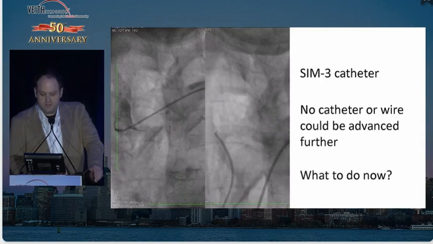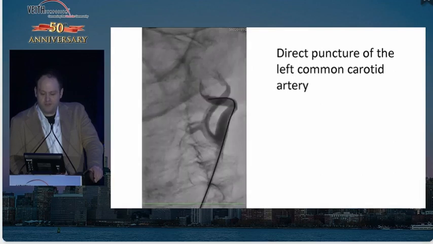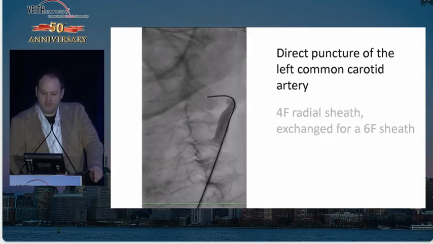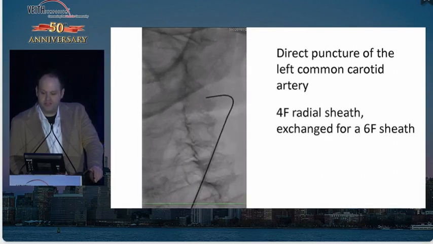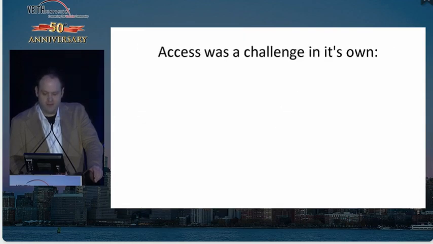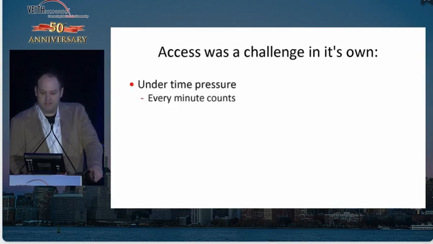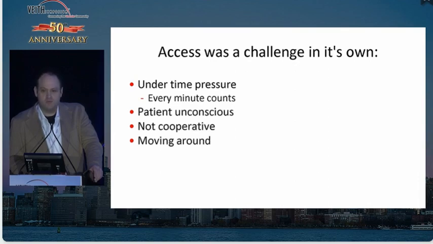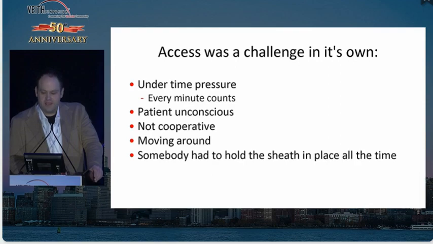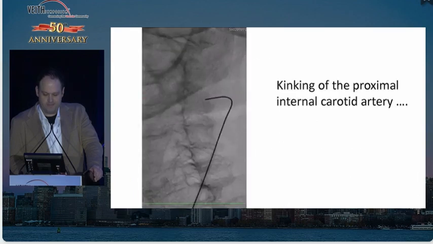So what to do at this point? It was decided to do a direct puncture of the left common carotid artery using a 4 French radial sheath, and this was exchanged for a 6 French sheath. So the access was the challenge on its own. This all had to be done under time pressure, so every minute, every second counts. The patient was unconscious, so not cooperative, and was moving around. Somebody had to hold the sheath in place the entire time, and there was no assistant and only one nurse in the cath lab at this point.